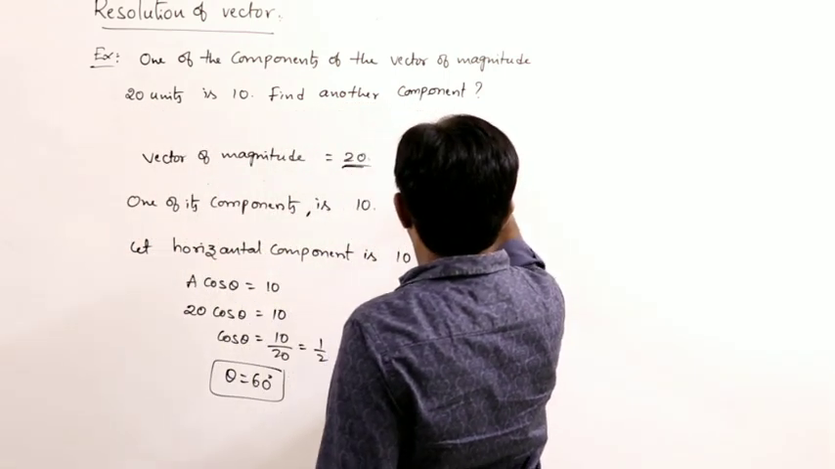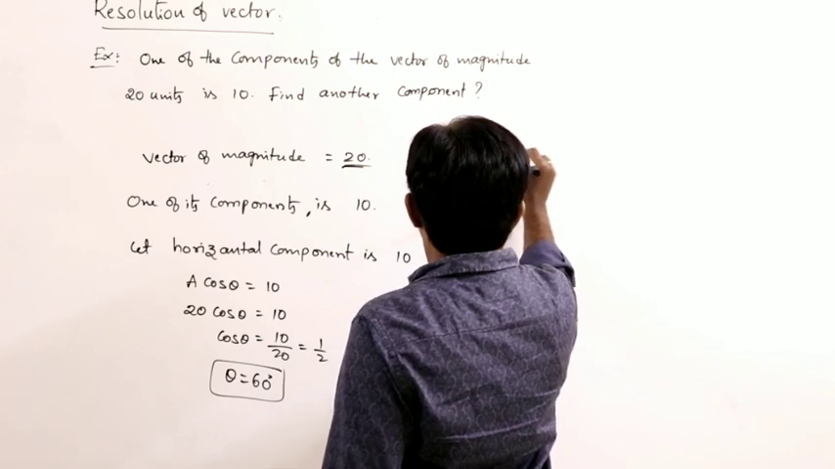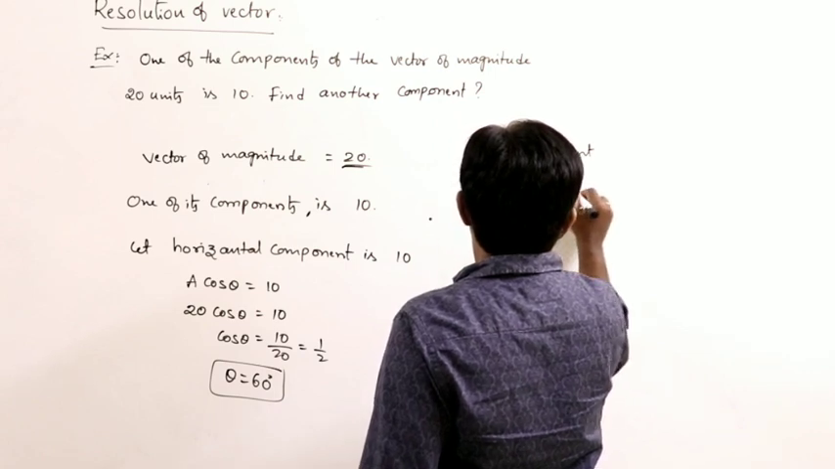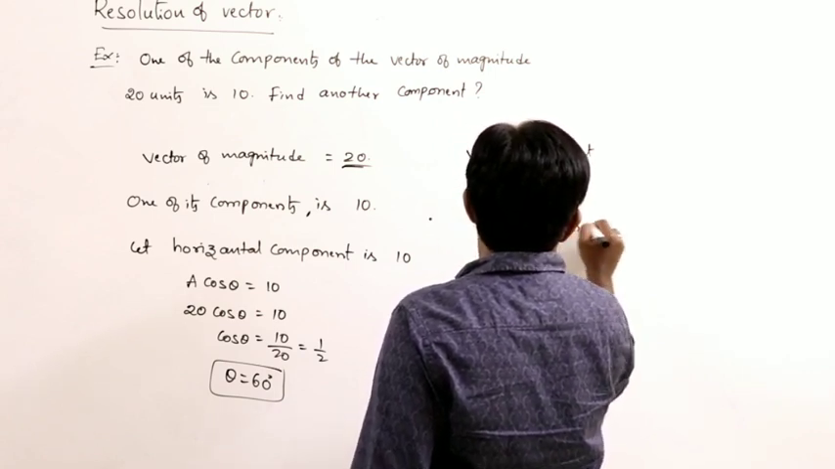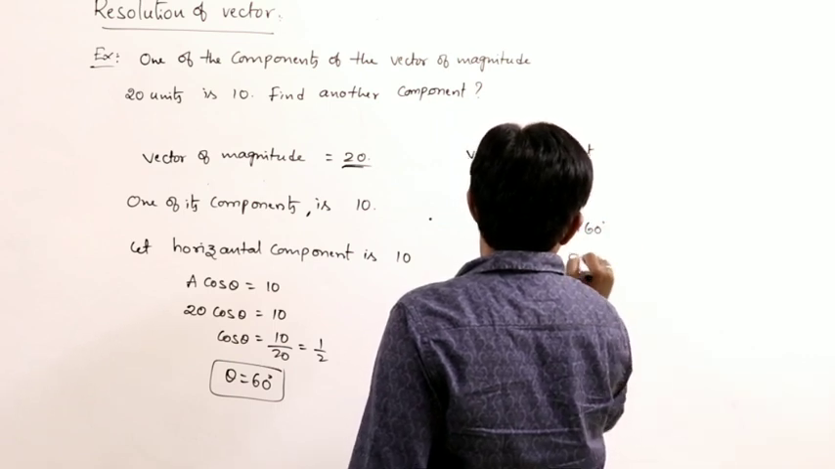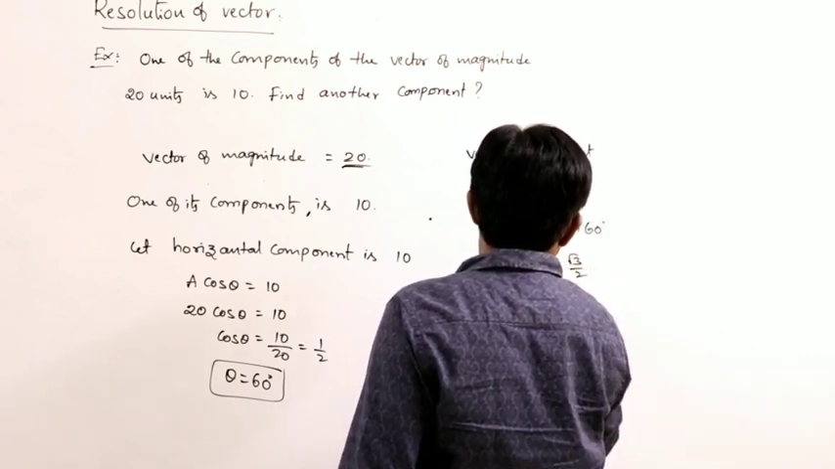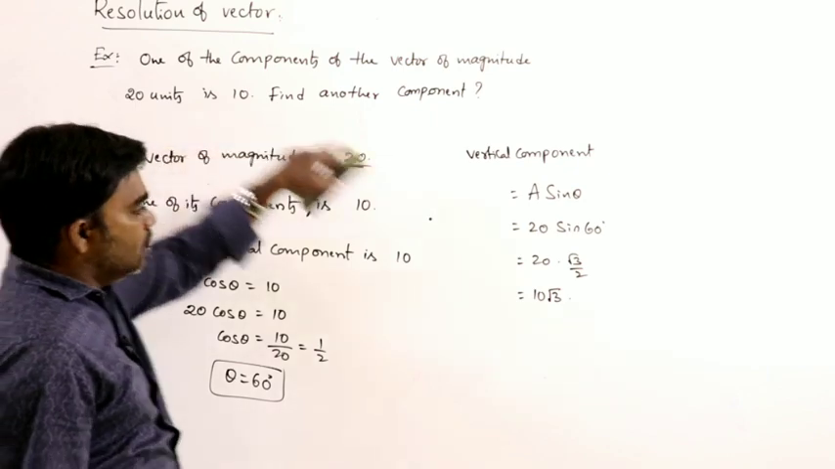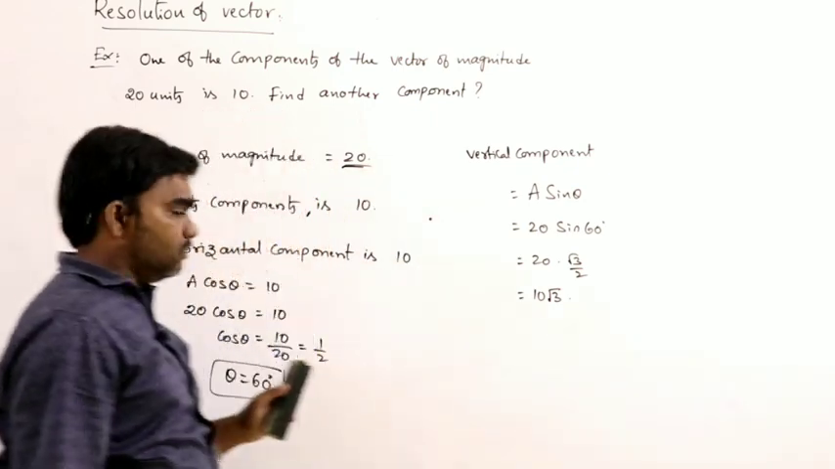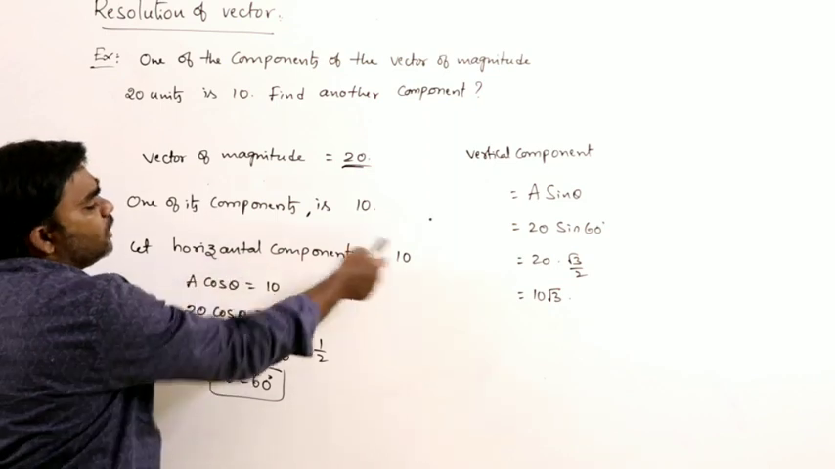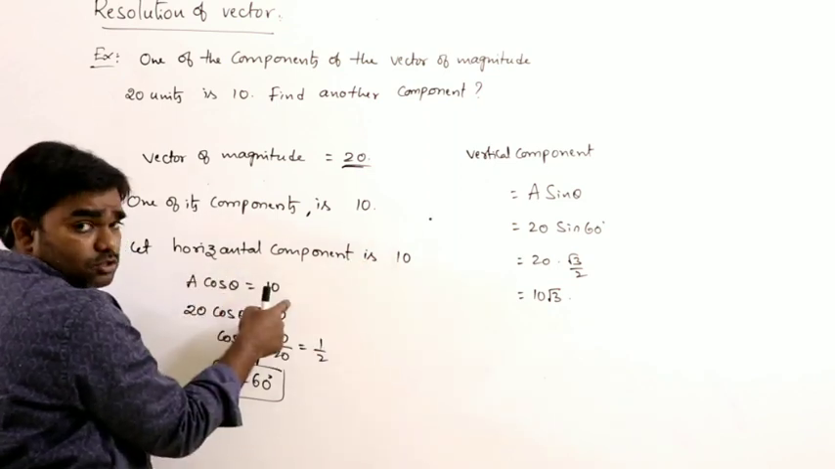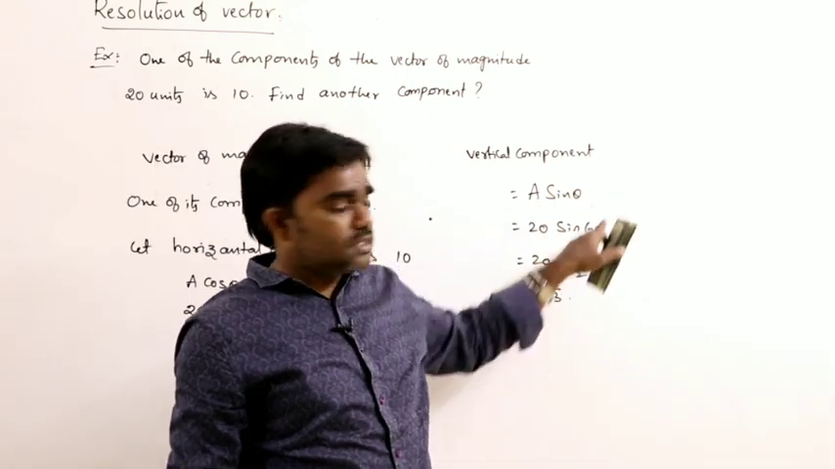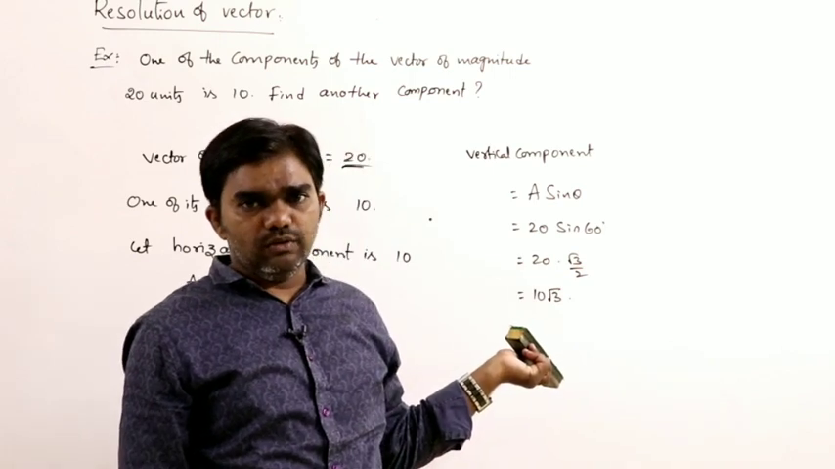Then what is the other component? Let us say the vertical component, which equals a sin theta. So a is 20, sin 60 is root 3 by 2, so that is 10 root 3. That is the other component: one component is given as 10, the other is 10 root 3. We can consider either one. For example, if the vertical component is 10, then a sin theta equals 10, so theta equals 30, then 20 cos 30, cos 30 is root 3 by 2, gives 10 root 3 only.